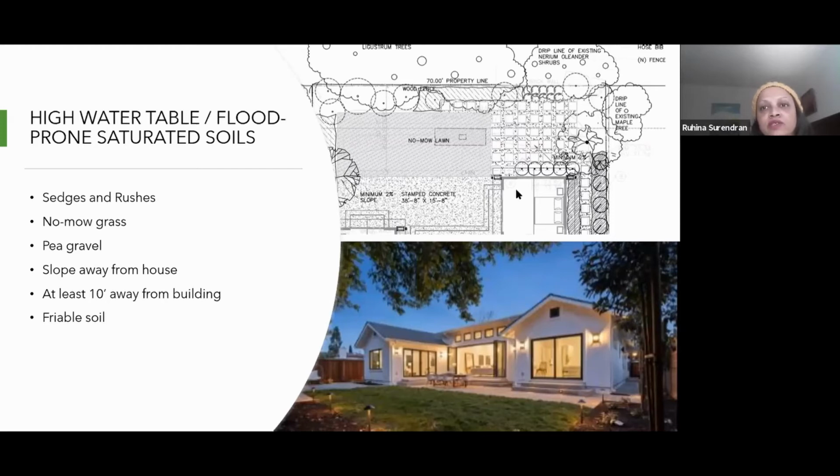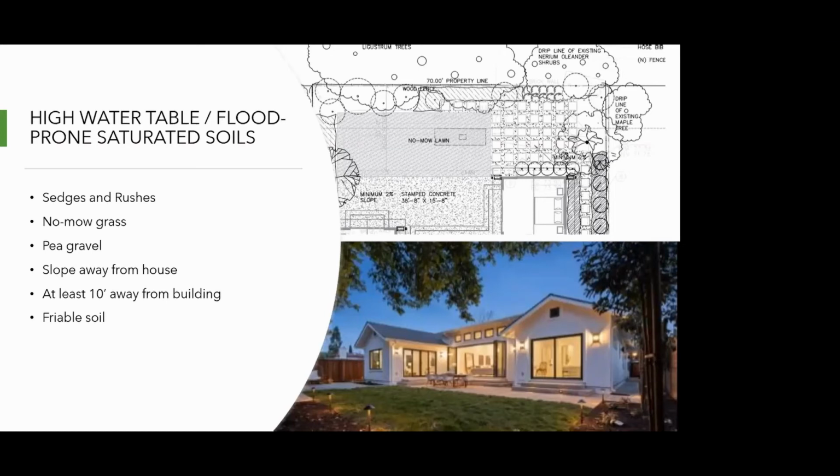But I do try to incorporate pea gravel with a lot of permeable paving. So instead of having concrete patios, I just use pea gravel, which drains into the percolation pit. It acts like a bioswale, but it's a percolation pit. It has to be 10 feet away from the building. And also the soil has to be friable soil and loose, not compacted soil. So there has to be an amendment to the soil.